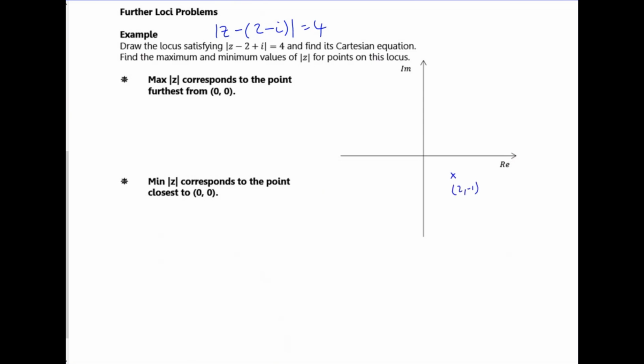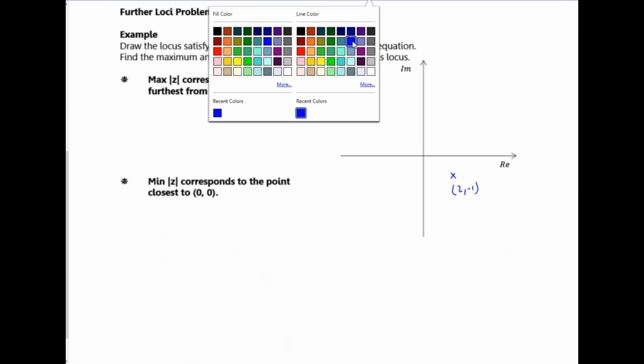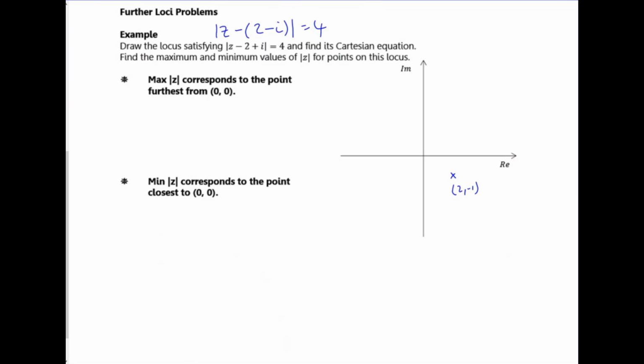And with a radius of 4, so that will go past the origin. If you work out the distance of the point to the origin, it's root 5, so 4 goes beyond that. So again, using your compasses to draw this. Or something like that. I'm not going to label up an intersection with the axes because they're not straightforward.